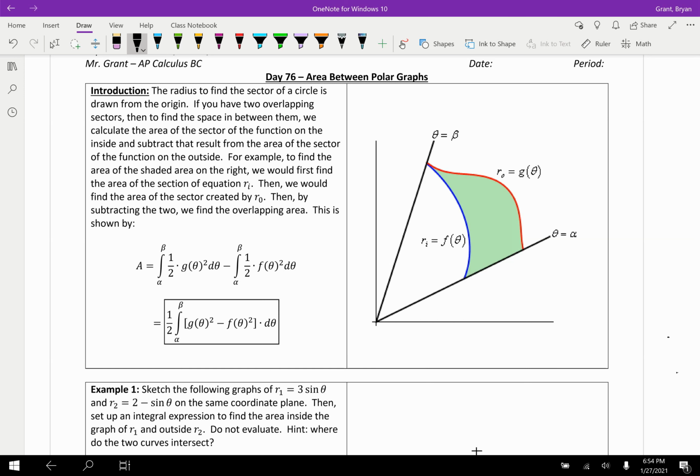We are moving on to some more advanced area of polar graphs. Last class you practiced area of some common polar graphs, but you only did the area of a single graph. Today we're going to look at the somewhat obvious extension of how do we find the area between two graphs.